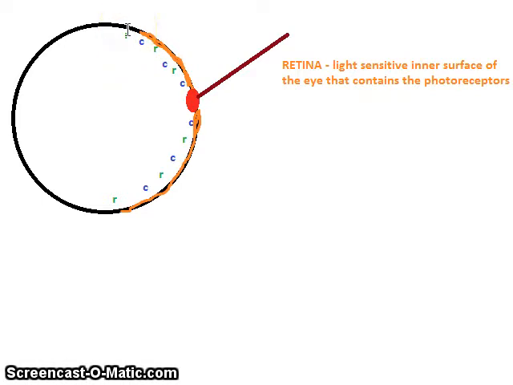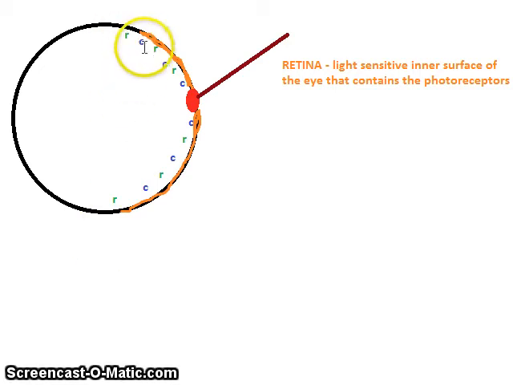Rods are in charge of black and white vision as well as light sensitivity. These work better in twilight if there's low levels of light. They're also more on the periphery of the retina. They're not as concentrated in the middle. There's more cones towards the middle of the eye. The rods tend to be on the outside and they do the black and white.